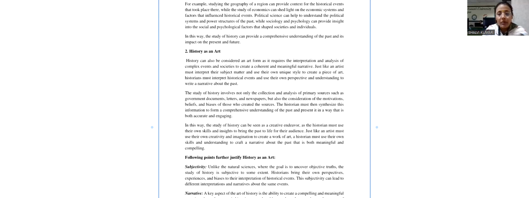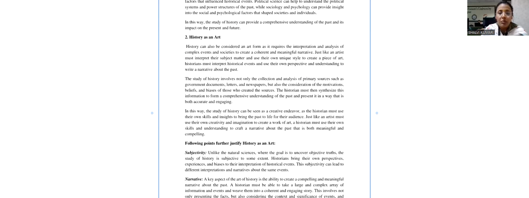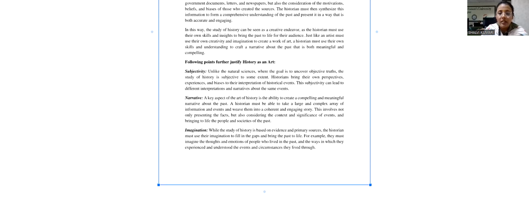In this way, the study of history can be seen as a creative endeavor, as the historian must use their own skills and insights to bring the past to the life of their audience. Just like an artist must use their own creativity and imagination to create a work of art, a historian must use their own skills and understanding to craft a narrative about the past that is both meaningful and compelling. So, following points further justify history as an art. First one is its subjectivity, then narrative, then imagination.